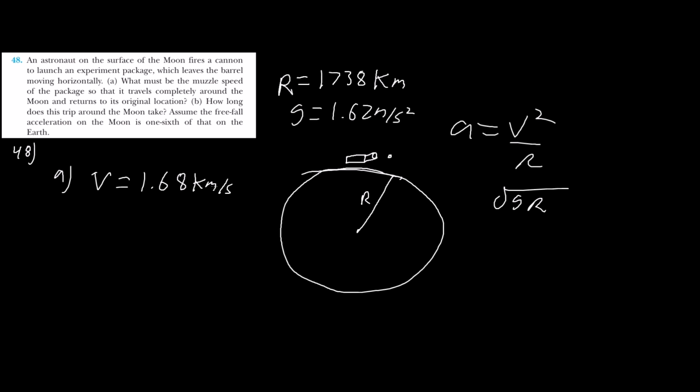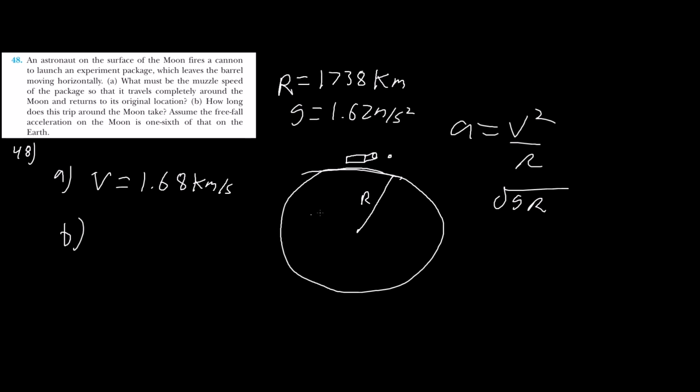So how long does the trip take for this cannonball to go around the moon? So assuming the free fall acceleration of the moon is 1/6 of that of the Earth. Oh, I didn't read that part. Whatever. Somewhere around there. Maybe you guys might have a tiny bit of a different answer, but it doesn't really matter. So anyways, let's calculate this.